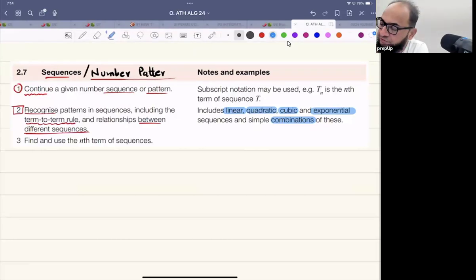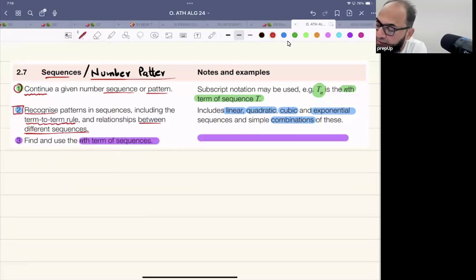And when we talk about the first part, we are talking about subscript notation may be used. Example, Tn is the nth term of the sequence. And let me focus on this one. And the last one, that is find and use the nth term of the sequences. So there are some formulas that we will be using. So formulas for nth term, in some cases, we'll be using these formulas.